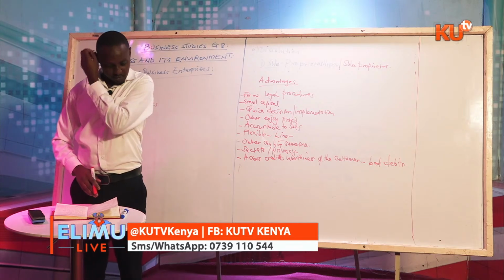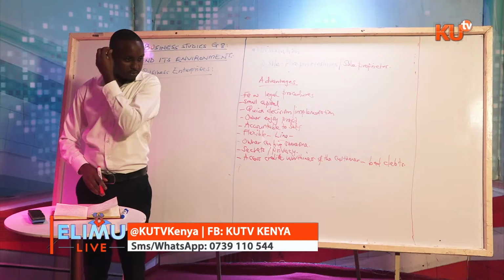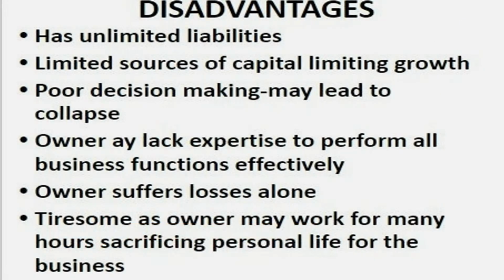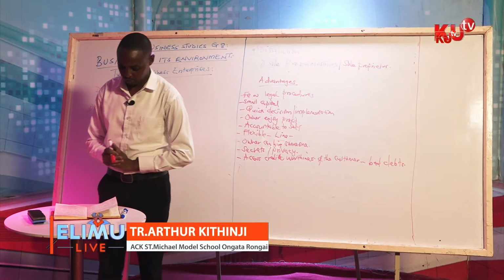Then secondly, we have limited sources of capital. And because of limited sources of capital, look at the sources of capital that we have talked about. We have talked about inheritance, we have talked about borrowing from friends and relatives, things that you cannot even be very sure of, except for personal savings. Because of this, it limits the growth of a sole proprietorship form of business unit.